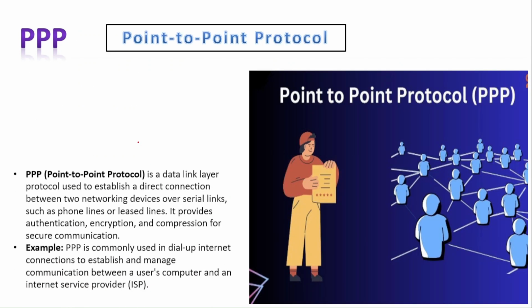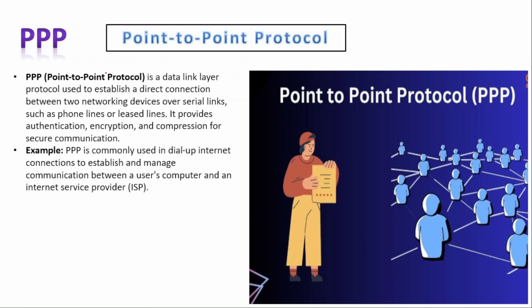PPP, that is point-to-point protocol. So PPP, point-to-point protocol, is a data link layer protocol used to establish a direct connection between two networking devices over serial links, such as phone lines or leased lines. It provides authentication, encryption, and compression for secure communication. Example: PPP is commonly used in dial-up internet connections to establish and manage communication between a user's computer and an internet service provider.